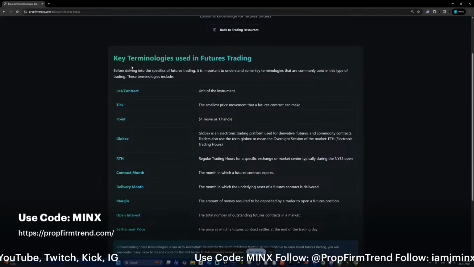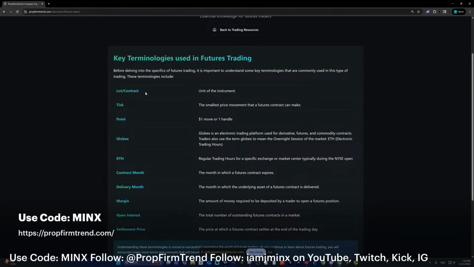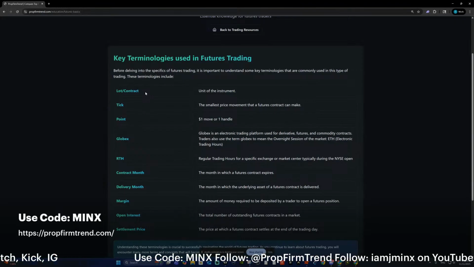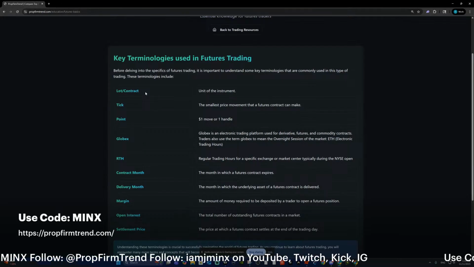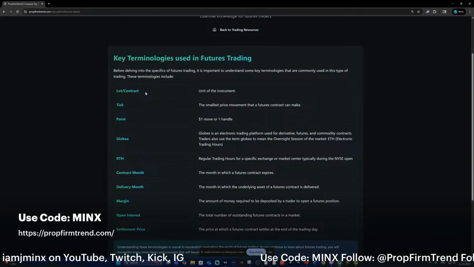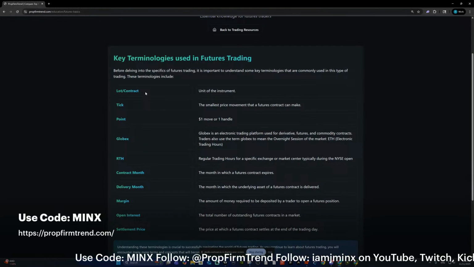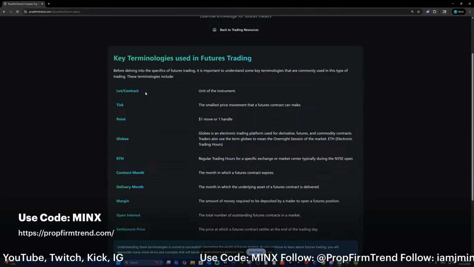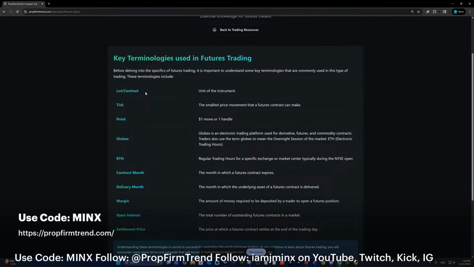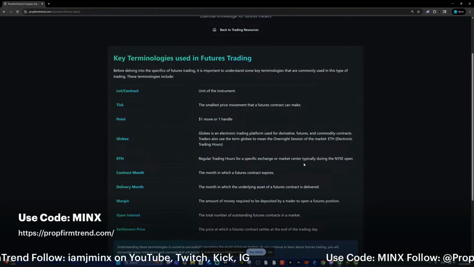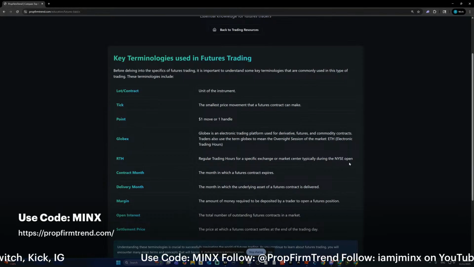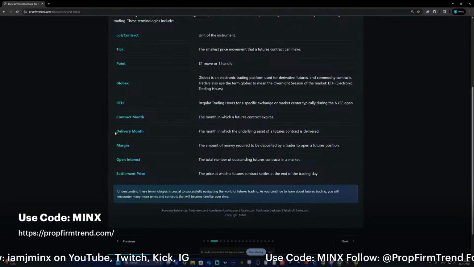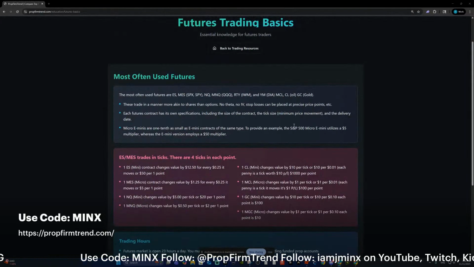Key terminologies used in this, for example, lot or contract, which is the unit of the instrument. If I say I'm trading 5 lots of NQ, it just means I have 5 contracts of NASDAQ that I'm trading. Tick is the smallest price movement that a futures contract can make. Point is a $1 move or a $1 handle. Globex is an electronic trading platform used for derivative futures and commodity contracts. However, traders also use the term Globex to mean the overnight session of the market. So when they're trading Asia or London, they'll say, I was trading Globex. Regular trading hours is specific to an exchange or market center, typically during the New York Stock Exchange open. Margin is the amount of money required to be deposited by a trader to open a futures position. These are all kind of self-explanatory, so I'll just skip along.